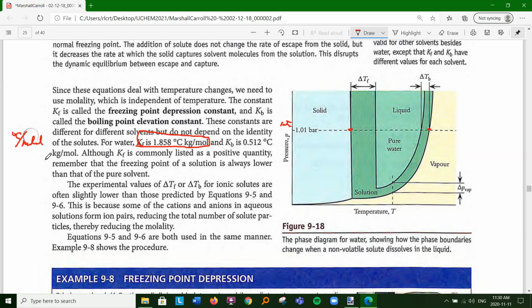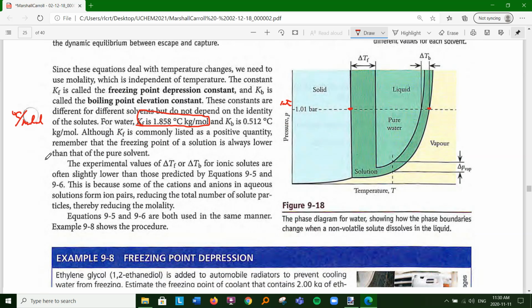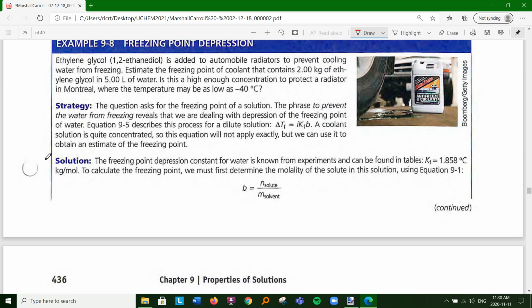Okay, so let's try an example of this. Maybe some of you have changed the antifreeze in the radiator of your Toyota Yaris or other superstar car that you may have. We have ethylene glycol. It's added to automobile radiators to prevent cooling water from freezing. Estimate the freezing point of a coolant that contains 2 kilograms. What page am I on? 435.